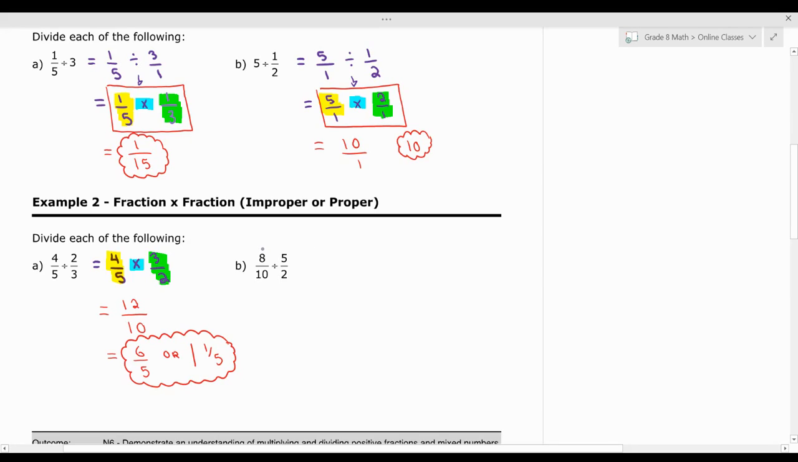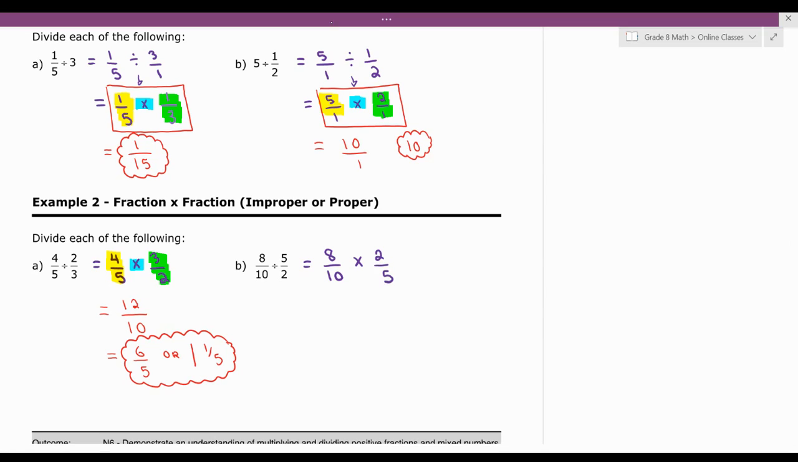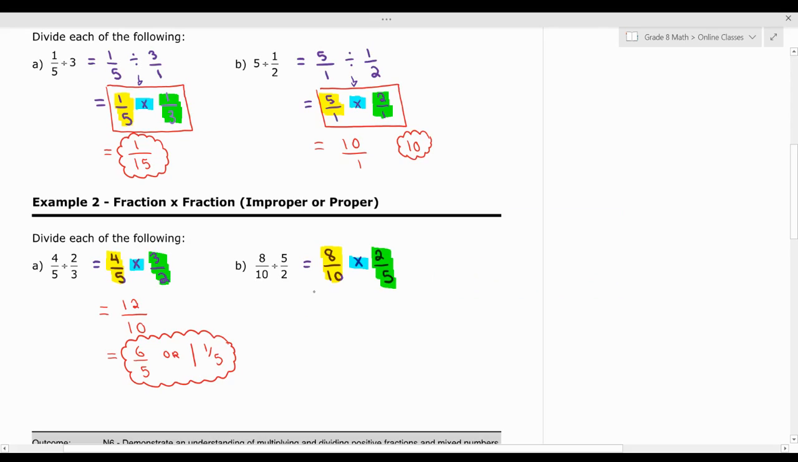Question B, this time I have a proper fraction divided by improper. I don't need to change either of these fractions, so I will go straight to dividing them. So I'm going to keep the first, change to multiplication, flip the second, so it becomes 2/5. All right, and now that's multiplication.